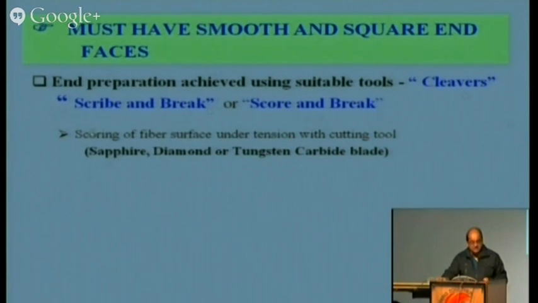For this purpose, we score the fiber surface under tension. We put some tension on the fiber, then score. This tension will automatically lead the crack. For this I need a cutting tool. Normally, in any machining, the cutting tool should be harder than the material to be cut. So we use sapphire, diamond or tungsten carbide blades. These are materials harder than glass.